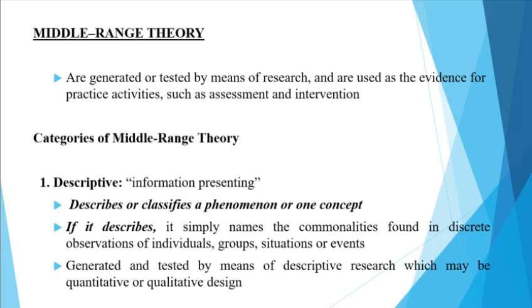If it describes, it simply names the commonalities found in discrete observation of individuals, groups, situations, or events. It is generated and tested by means of descriptive research, which may be quantitative or qualitative design. Okay? So from the word itself, when you do descriptive research, you're just describing a phenomenon. And why does this phenomenon happen? Okay? So that's descriptive.